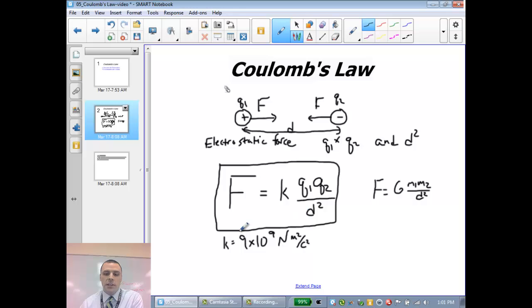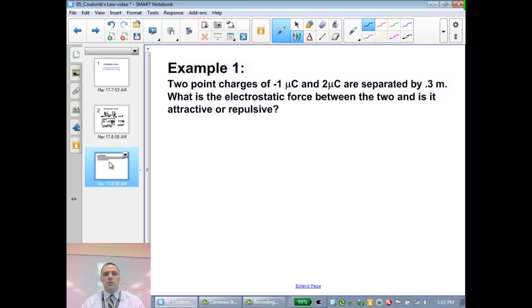Now, if you look at the k constant, this number tells you that the electrical force is very strong, because if you look at the gravitational constant, if you remember it, it's 6.67 times 10 to the negative 11. So just by the constants alone, you can see that gravity is very weak and the electric force is very strong. What I'd like to do now is an example using the Coulomb's law equation.